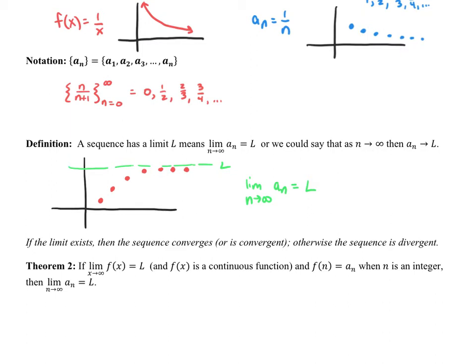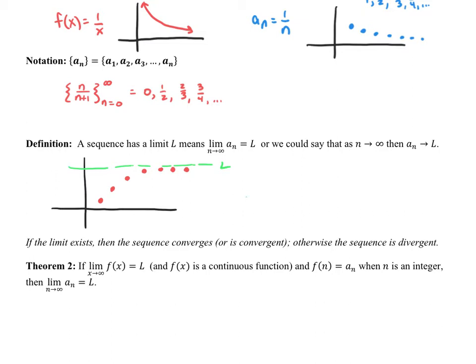Now, a divergent sequence would not have that type of behavior. A divergent sequence, which I'll talk about a little bit, is going to maybe alternate. Maybe it's going to just continue to increase indefinitely, and there would not be that limiting value that we could attain.